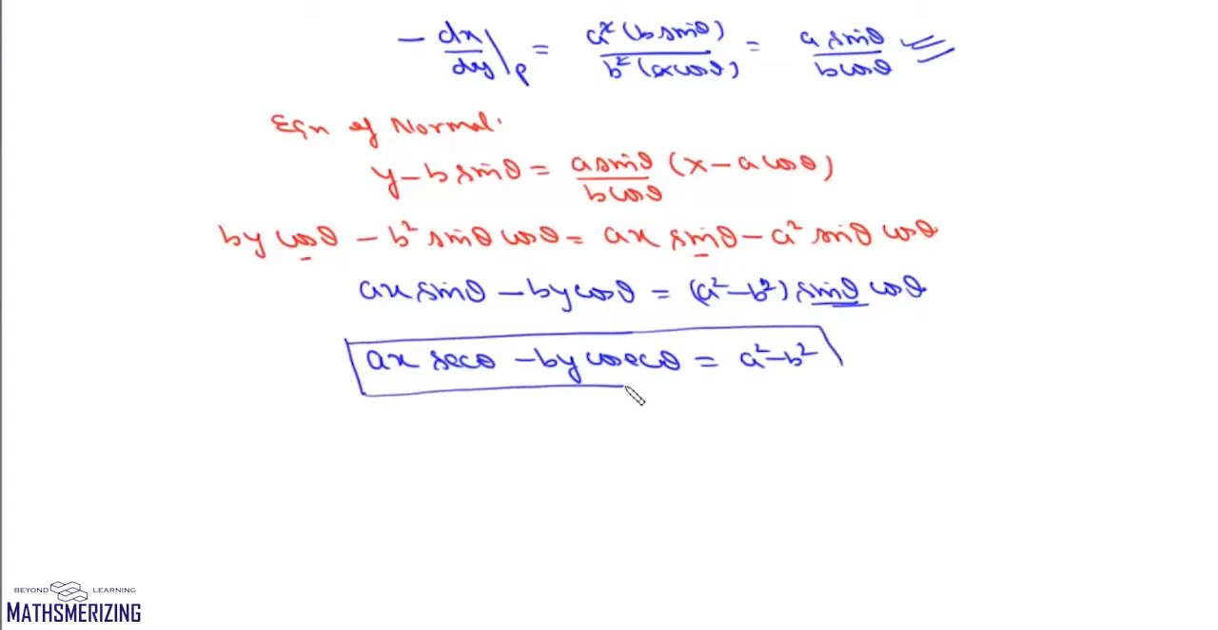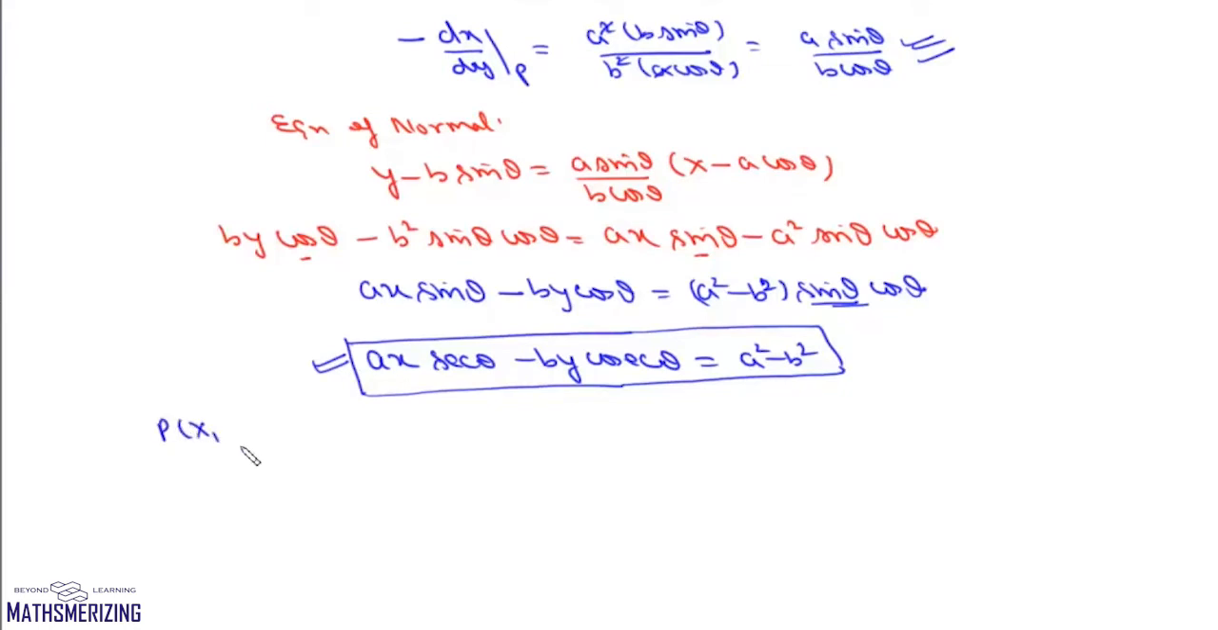You need to remember this equation. So the equation of normal at any point P whose coordinates are a cos theta and b sin theta will be ax secant theta minus by cosec theta equals a square minus b square. Now this is the parametric equation of the normal. We can also write this equation in terms of x1, y1.